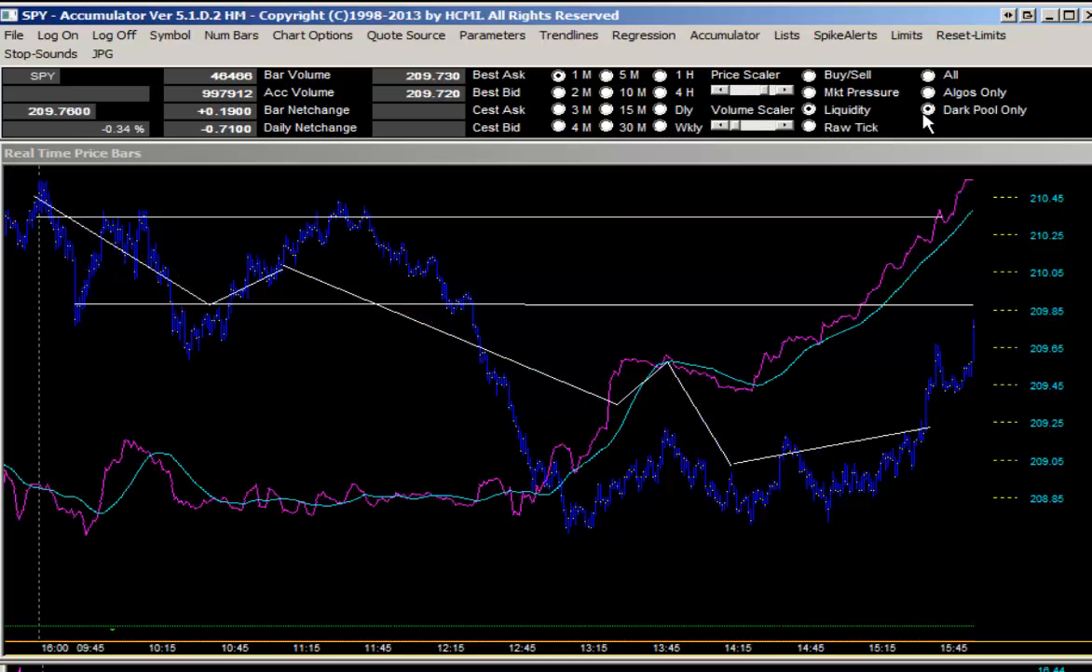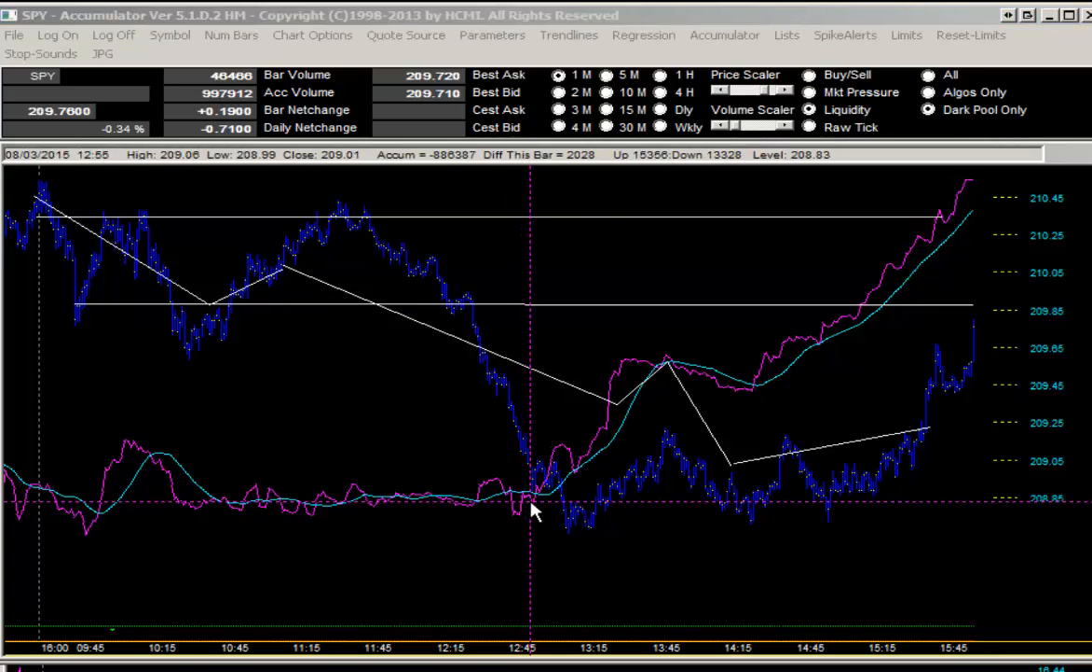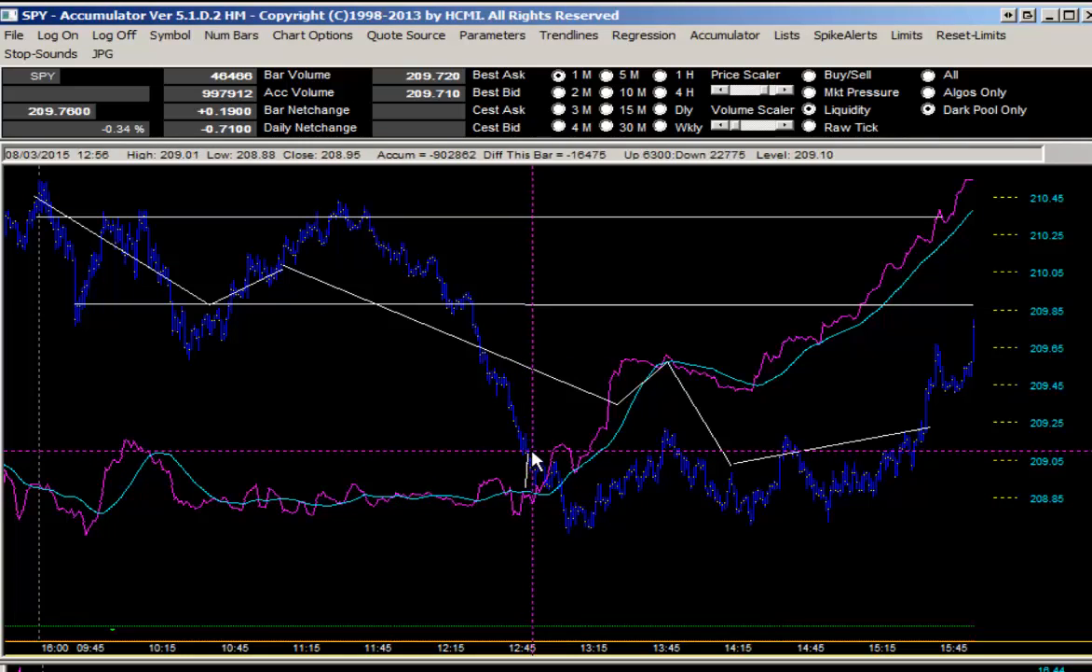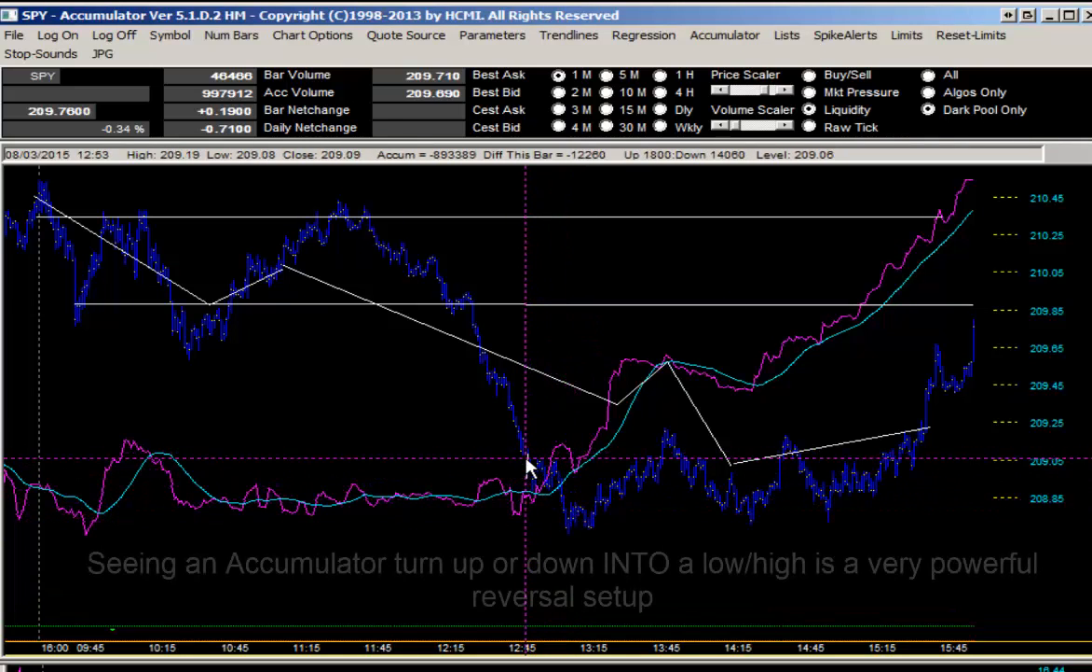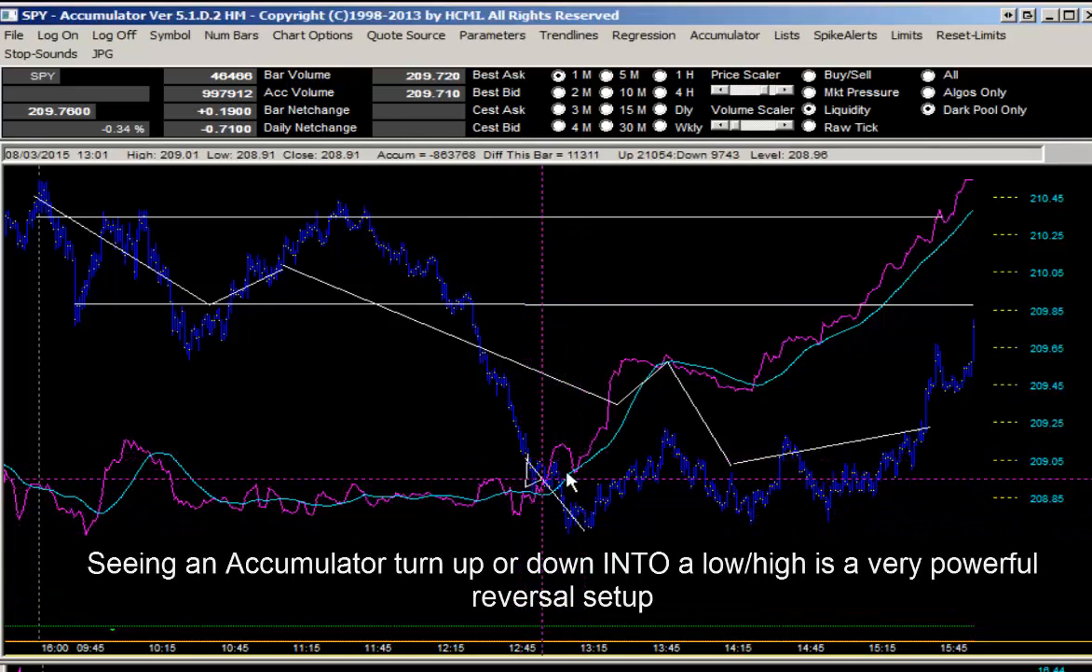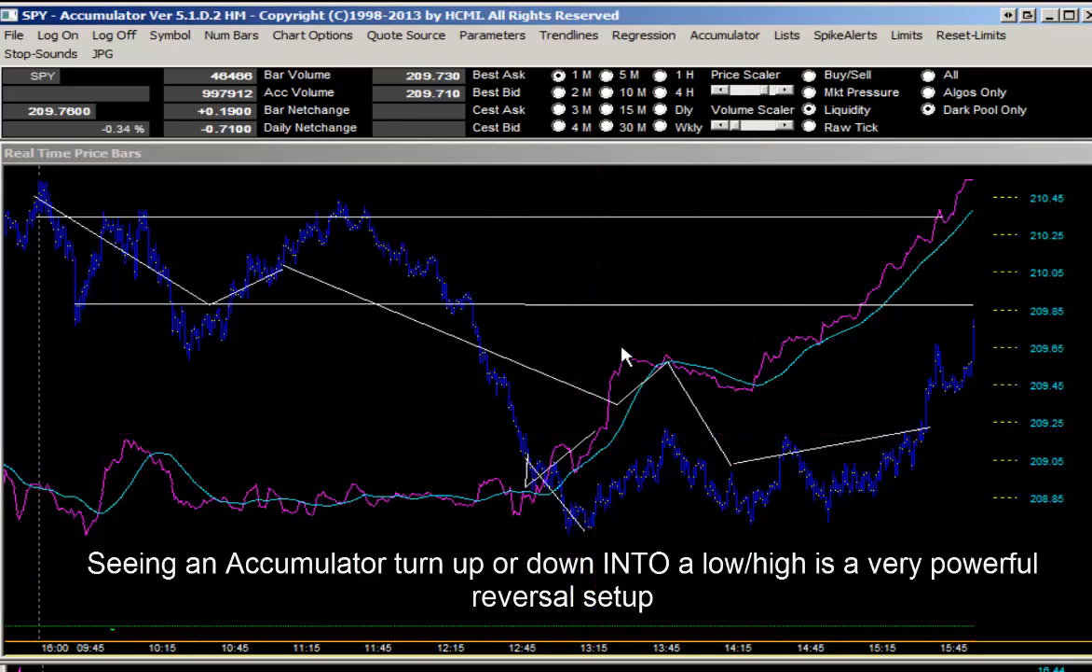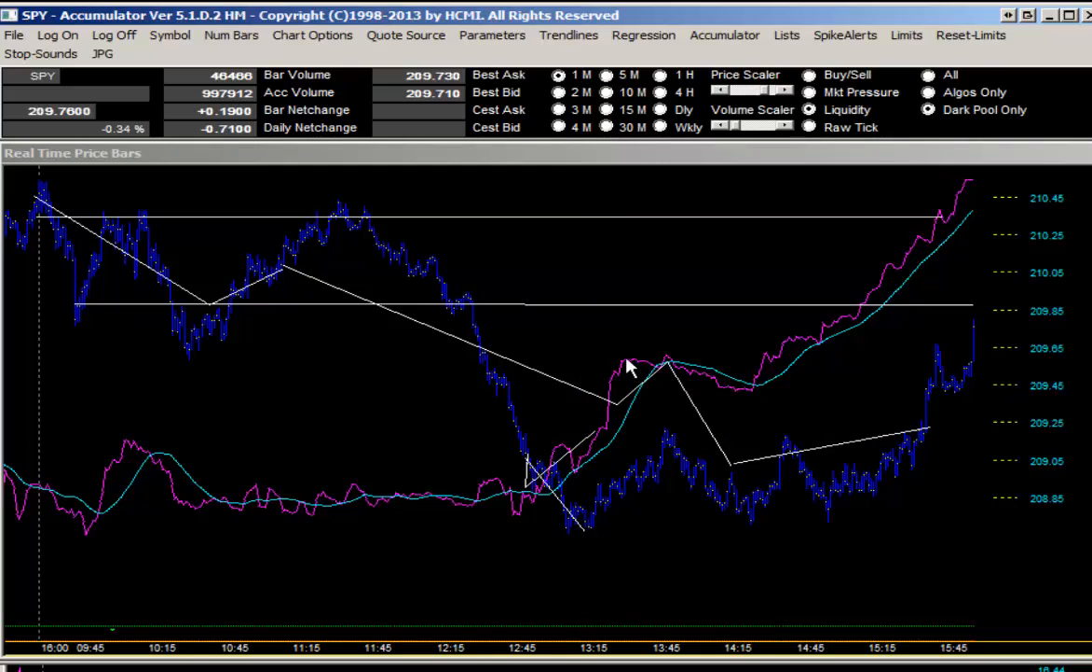And if we switch to dark pools, we can see that they were flat all during the day, and then they bought into the lows. See how they started buying as price was at this level? And the lower price went, the stronger their buying went. See how the slope of the accumulator rises here? That means more volume going into that accumulator, and that's why these lows held.